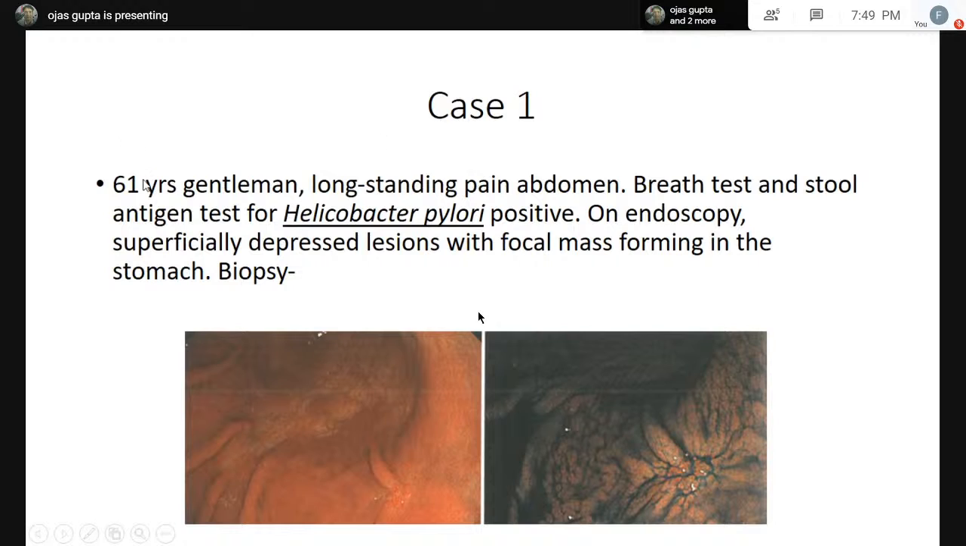So case number 1, we have a 61-year-old gentleman. He had long-standing abdominal pain. His blood test and stool antigen test for Helicobacter pylori were positive. On endoscopy, the endoscopist found superficially depressed lesions with a focal mass forming in the stomach, which is better highlighted by this indigo carmine dye.